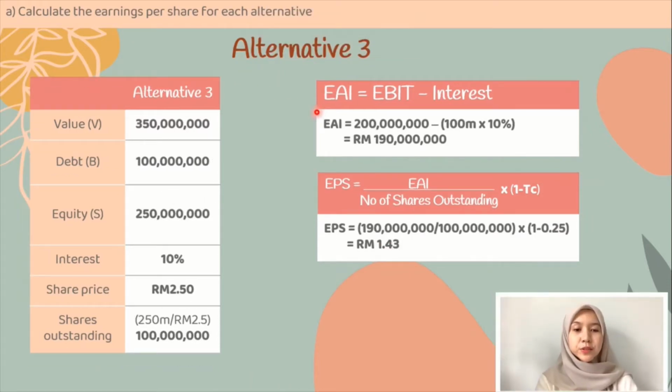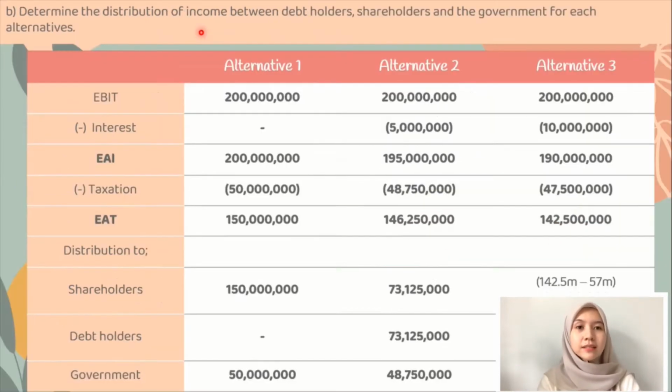For alternative 3, the EAI will be 200 million ringgit minus 100 million of debt times 10% interest, so that will be 190 million ringgit EAI. For EPS, 190 million divided by 100 million shares outstanding times 1 minus 0.25, which will get the EPS 1 ringgit and 43 cents.